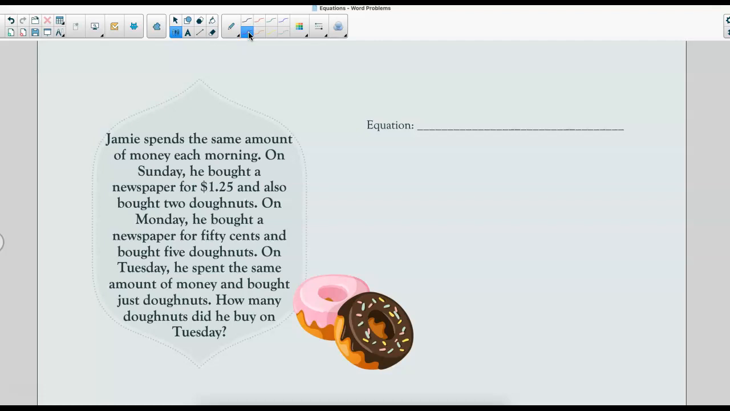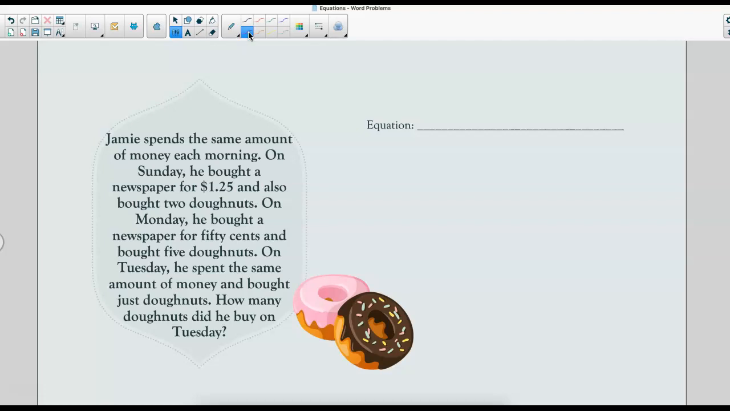Jamie spends the same amount of money each morning. So every morning, he goes out and he spends money. On Sunday, he bought a newspaper for $1.25 and also bought 2 donuts. On Monday, he bought a newspaper for 50 cents and bought 5 donuts. Okay, we don't know how much money he spent on Sunday or Monday, do we? But we know he spent the same amount of money each day. Okay, on Tuesday, he spent the same amount of money and bought just donuts. How many donuts did he buy on Tuesday?